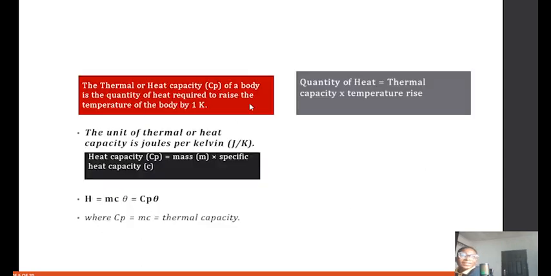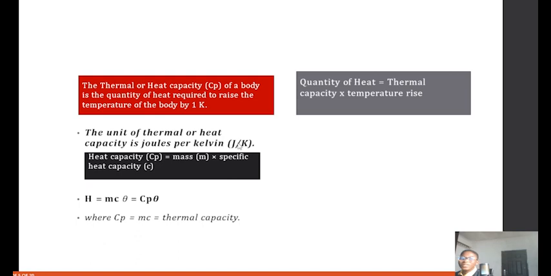Then the heat capacity of a body is the quantity of heat required to raise the temperature of the body. So that's the heat capacity. So if it is 10 gram, it is heat capacity. But when I'm talking about 1 gram of a particular body, I'm talking about the specific heat capacity. But the heat capacity of a body is the quantity of heat required to raise the temperature of the body by 1 Kelvin. So the unit of heat capacity is joules per Kelvin.